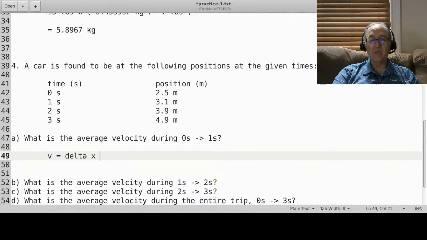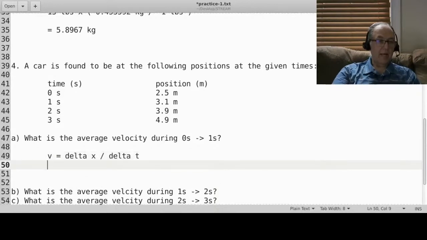And the answer is delta x. That's the change in position. I'll make that clear when I put in the numbers. Divided by delta t, and delta t is the change in time. Okay, and this is an average. It's like, how far did you travel, and how long did it take you to travel that time?